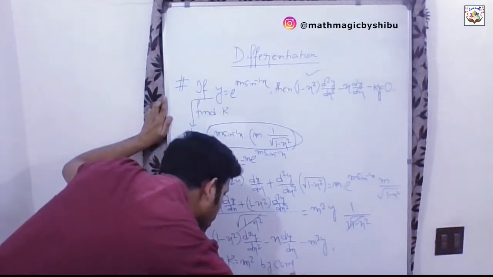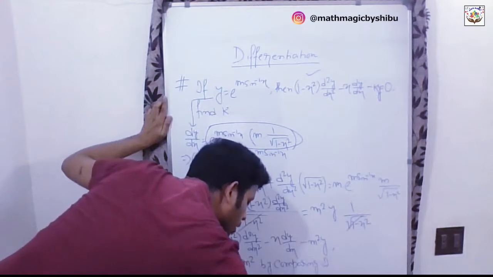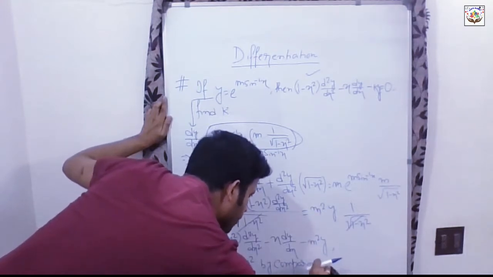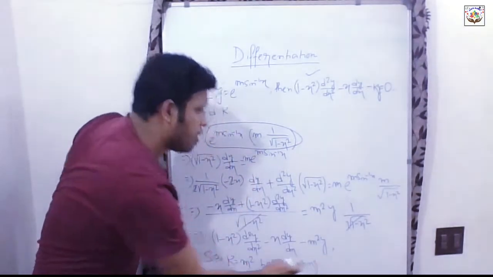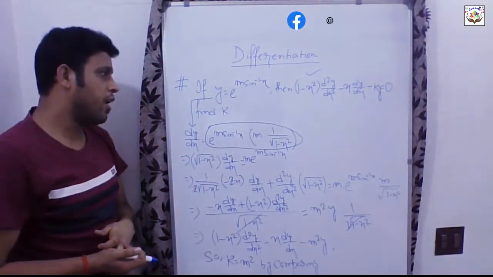So k equals m square by comparing. Okay, but by comparing, that would be enough. I hope you have understood how I have solved the problem and found the value of k.